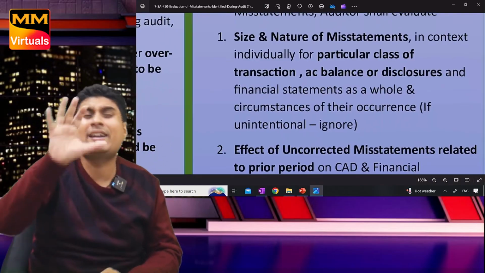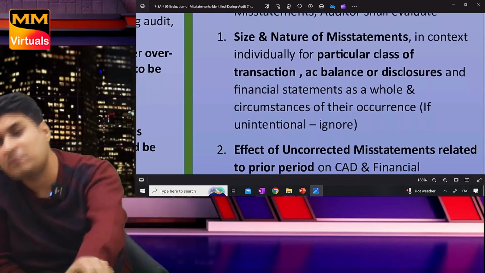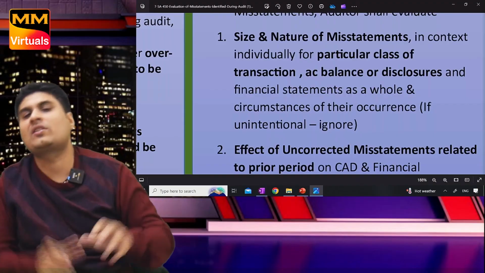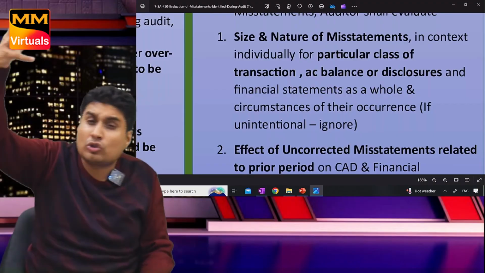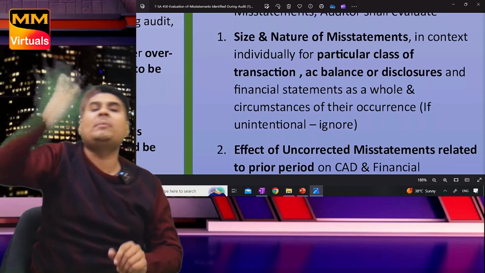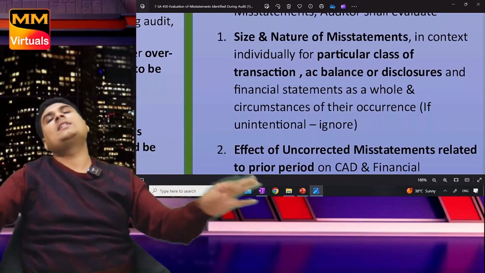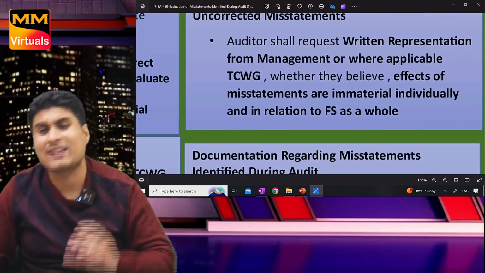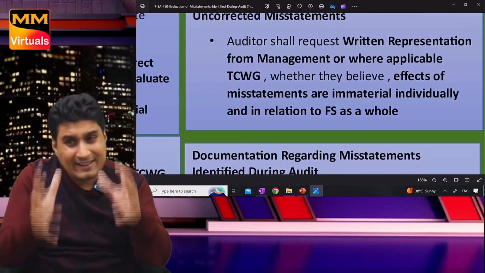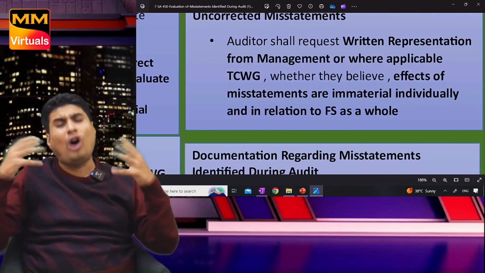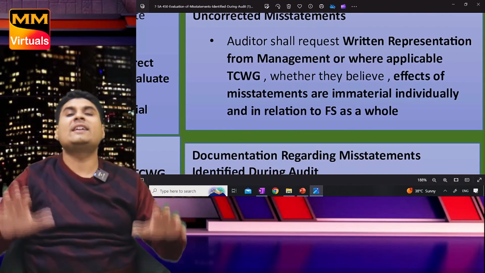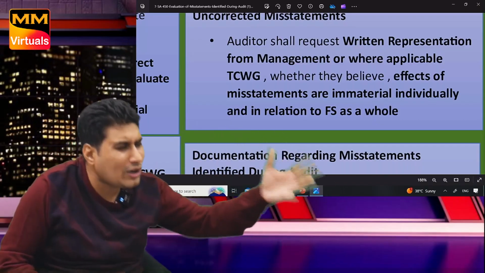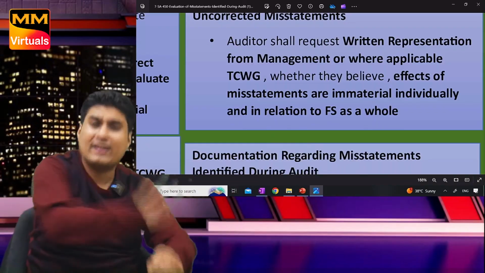Whenever I see uncorrected misstatement, I have to see size and nature of misstatement in relation to financial statement as a whole and particular class of transaction, account balance, disclosure. I will also see the effect of prior period misstatement in relation to financial statement as a whole and particular class of transaction, account balance, disclosure. Last, I will take WR from management or TCWG that they believe misstatements are immaterial, because if they are material, they will always correct because they don't want a qualified report. Shareholders will never invest.